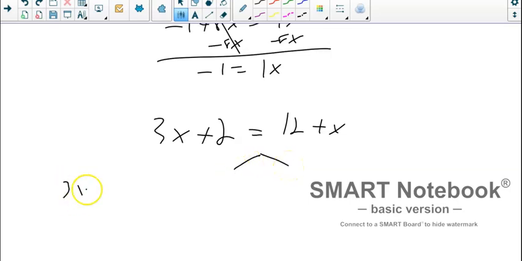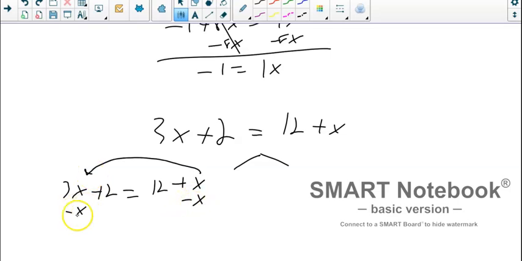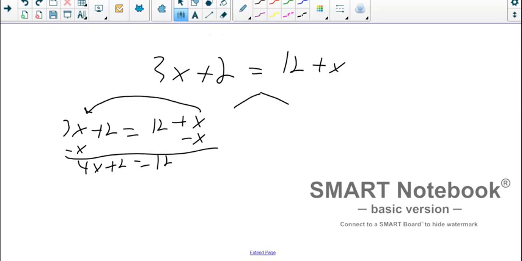So, if I decided that I wanted to get my x's on the left side, I would do this. I want this over here, so I have to subtract x. That's going to give me 4x plus 2 equals 12. Well, if the letters are on the left side, this 2 has to go over here by subtraction. And that gives me 4x equals 10. Hopefully you're screaming at the screen saying you made a mistake, because I did.